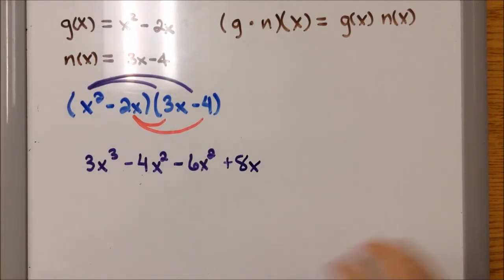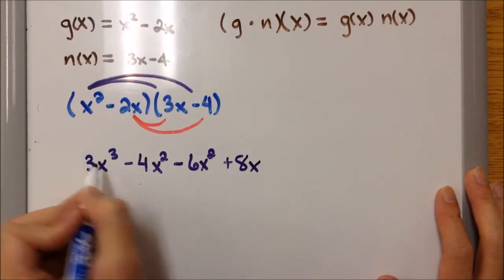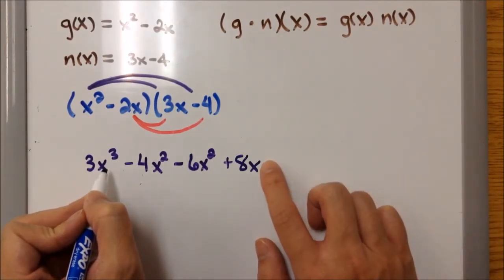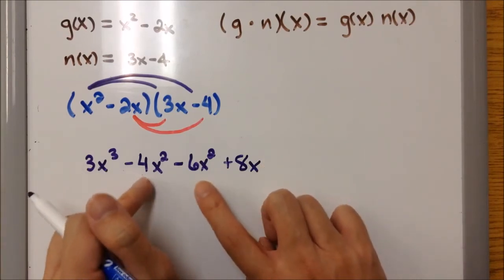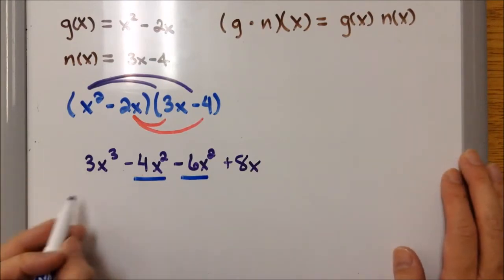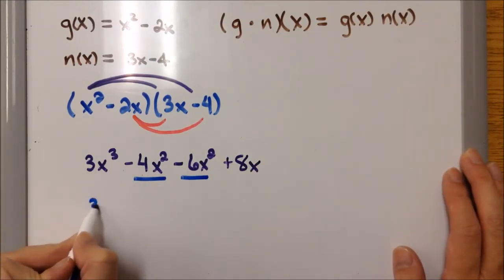Now we're just going to combine like terms. So this is the only x to the third power, this is the only x to the invisible 1 power. We have 2x to the second power, so we're going to combine these two. I'm going to bring down the 3x to the third power.